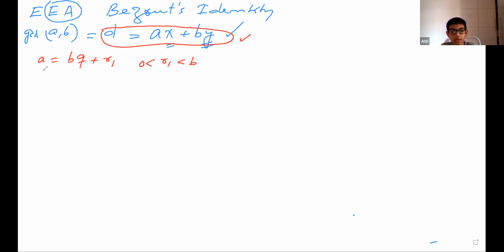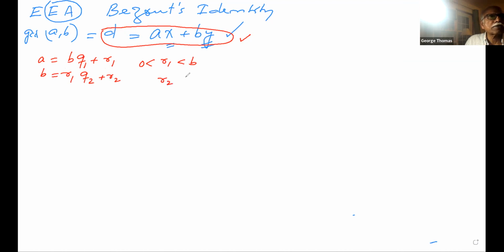Then B is equal to R1 Q2 plus R2. So we will call this one Q1 and this one Q2, and this becomes R2. Now R2 has to be less than R1. I don't really care what Q is actually. We don't really care what Q is. Sir, I don't think we care about what Q is. Yeah, we don't. Absolutely right. We don't care about Q.